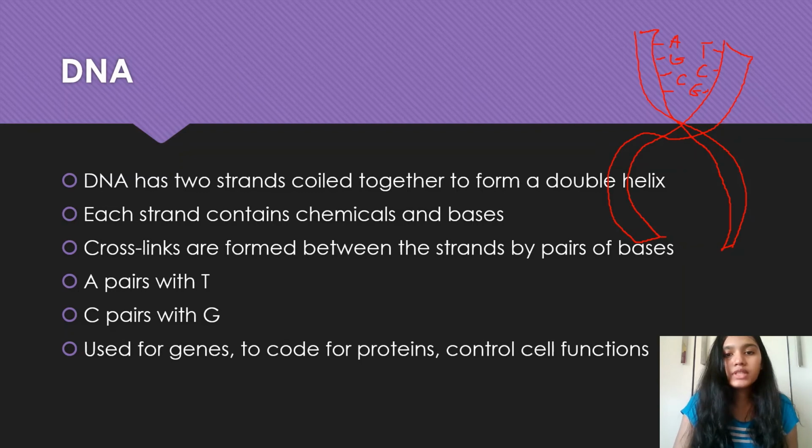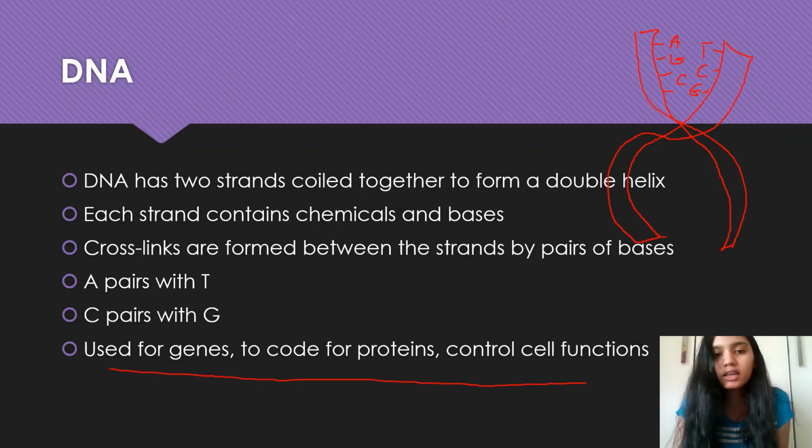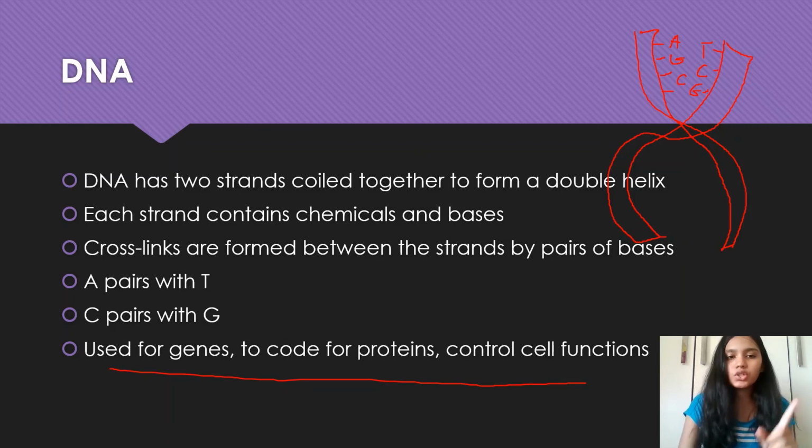Then DNA is basically used for genes to code for proteins which control cell functions. This has also been taken from a past paper mark scheme where they asked what the role of DNA was. So one is to code for proteins, used for genes, and to control cell functions.